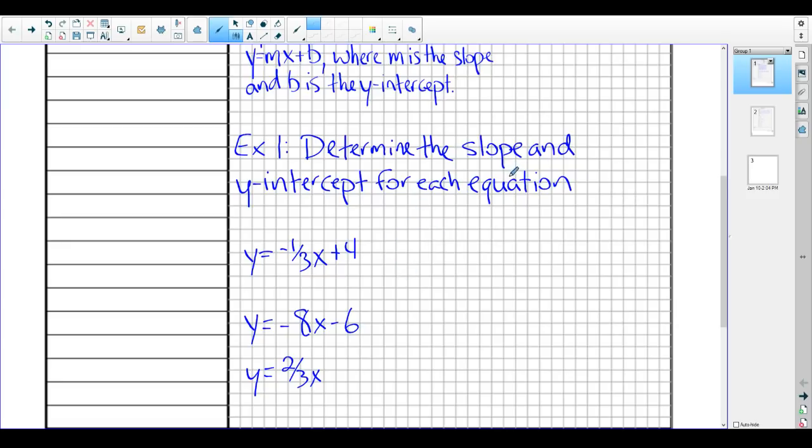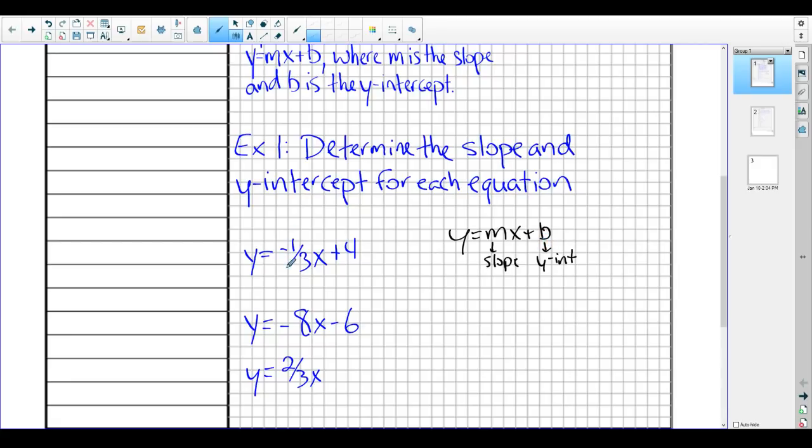Alright, so slope. Actually, let me write this down again. Y equals mx plus b. Okay. And this m, that's our slope. So it's always going to be the number multiplied by x. And b is our y-intercept. That's always the number added at the end. It's going to be all by itself.